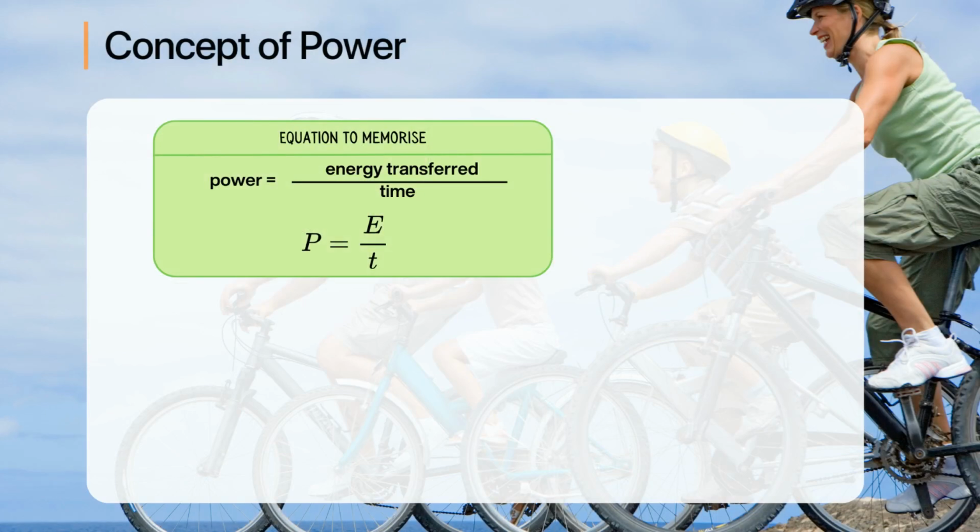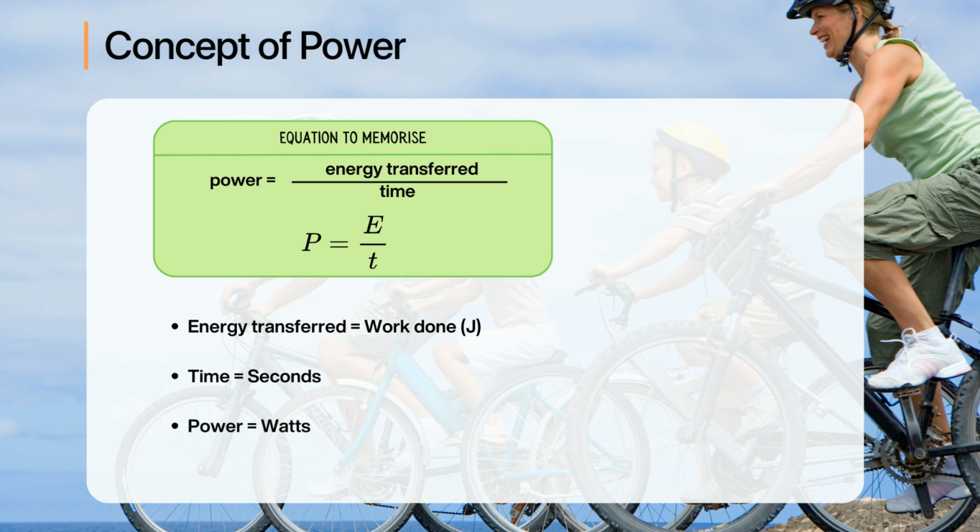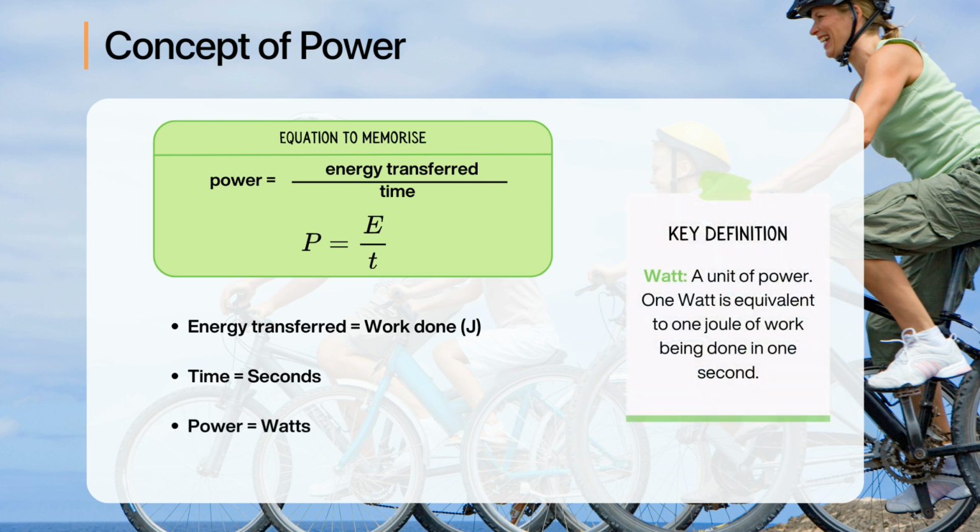Let's break down each component of the formula. Work done is the amount of work or energy transferred, measured in joules. Time is the duration over which the work is done or the energy is transferred, measured in seconds. Power is measured in watts. Watts are the units of power, where 1 watt equals an energy transfer of 1 joule per second.